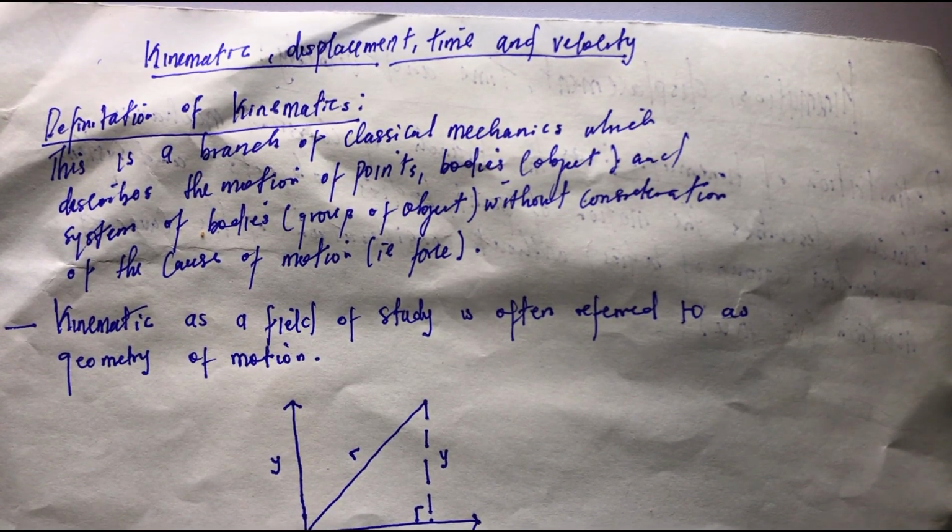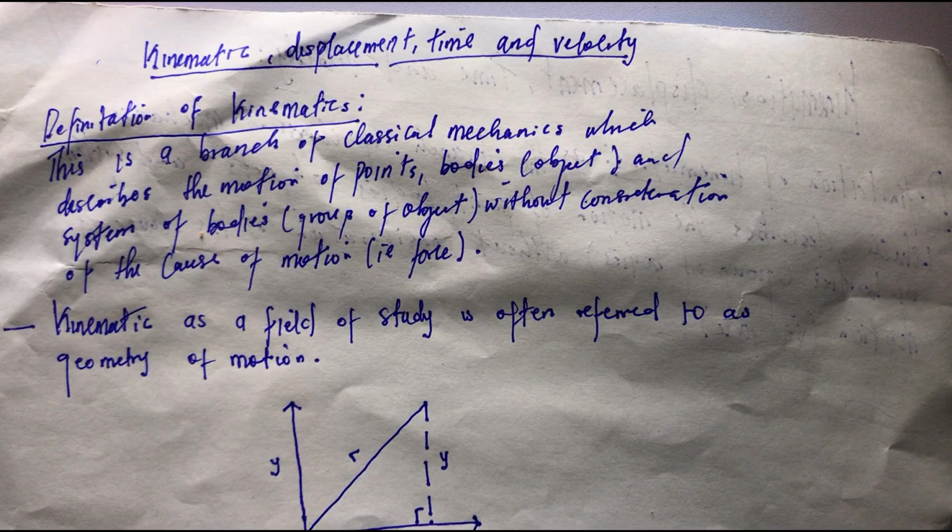Now we know that in physics it is force that causes motion. So without us considering the force that causes the motion, we can say that is kinematics, without the consideration of the cause of motion. We can also say that kinematics as a field of study is often referred to as geometric motion, and the word geometric is talking about shapes.